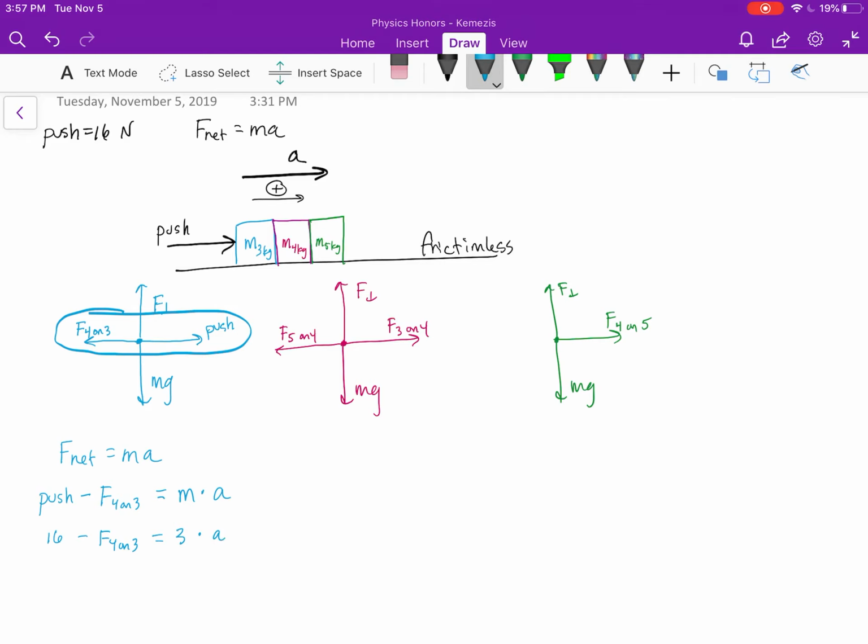So this equation does not help us solve for anything. It gives us an idea of what we would need to know in order to solve for things. So we're going to table that one. We can do the same thing with all of these other objects.